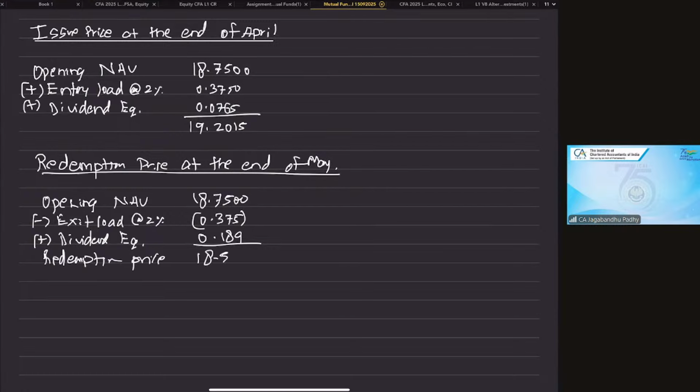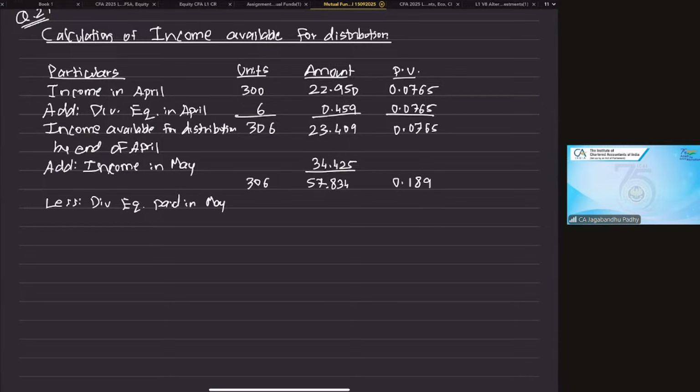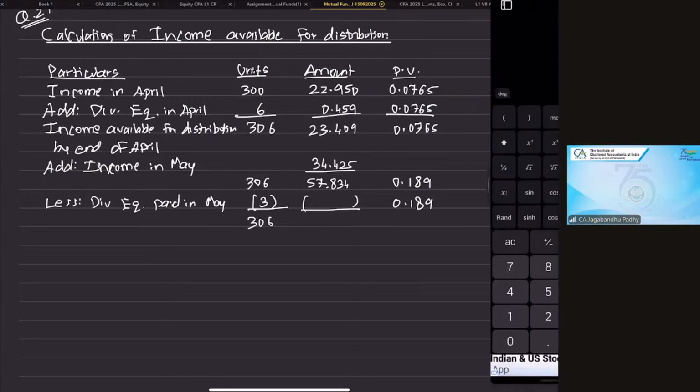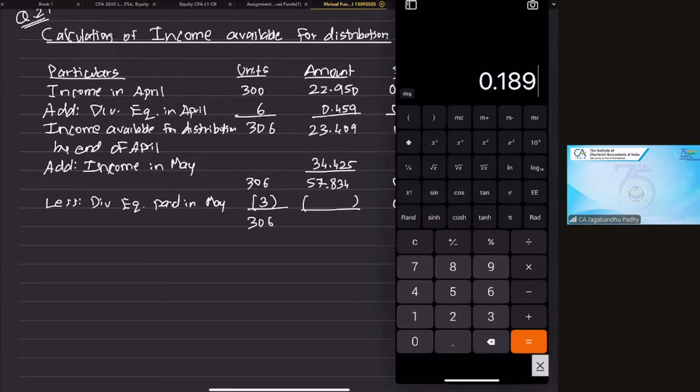So now in May, we are going to have payment less dividend equalization paid in May. This is going to be equal to what? Per unit wise, 0.189 is paid out, right? But this is going to be on 3 lakh units. So what is the reduction that is going to happen? 0.189 into 3, which is 0.567.